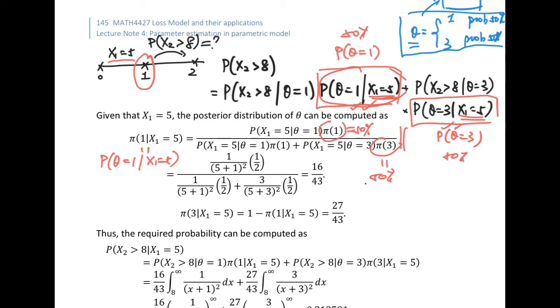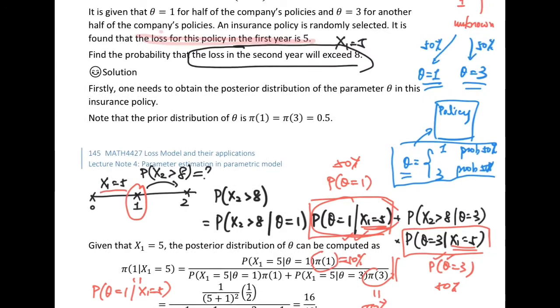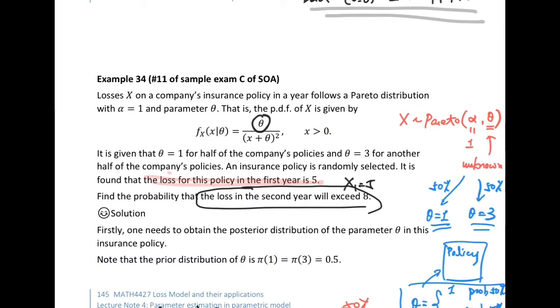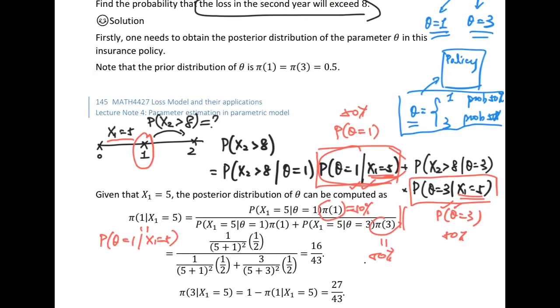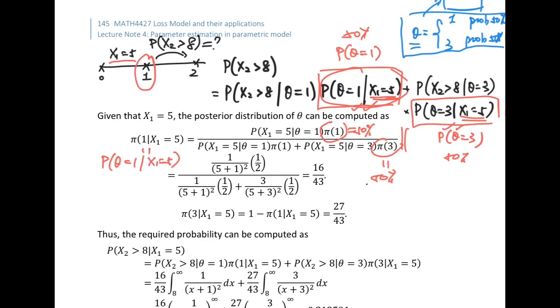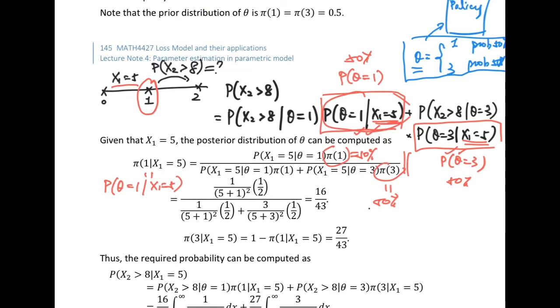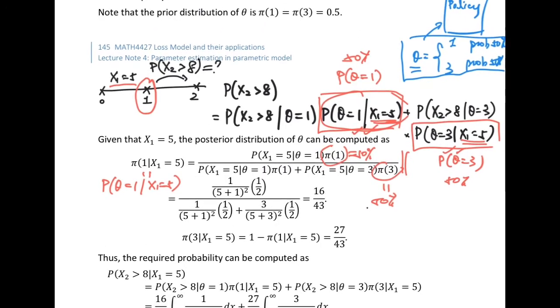Now, how about this conditional probability? Remember that S follows this distribution, with this PDF. Given the values of theta, this will be the probability. Of course, this notation is a little bit informal because this is a continuous random variable. Formally, this should be a PDF, not really the probability.